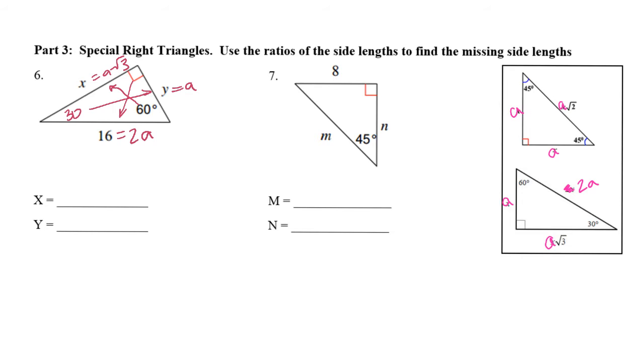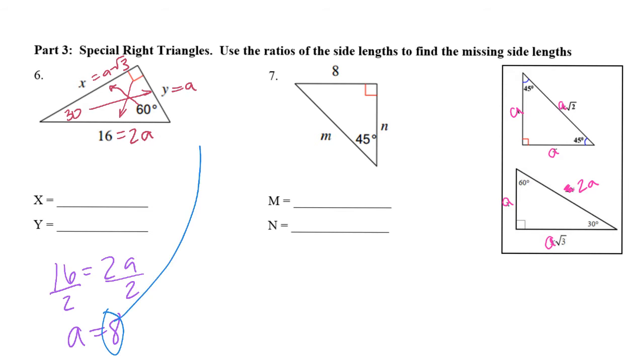So the only one that's an equation is the 16 equals 2A. Divide by 2 on both sides. A equals 8. So if A is 8, we're going to take that and plug it in. So X is going to be 8 root 3, and Y is going to be 8.